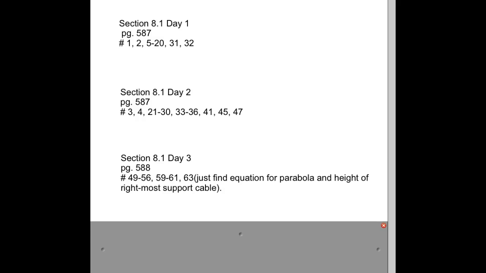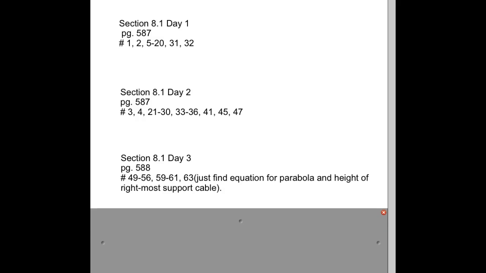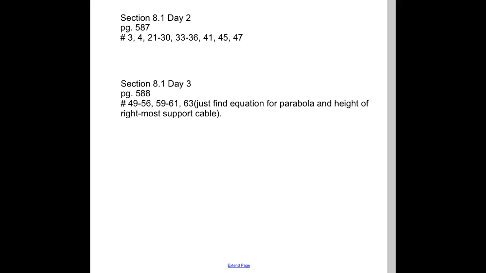Okay, on our third day assignment here, notice that for question 63, I've changed the directions a little bit. I want you to find an equation for the parabola, and then just find the height of the rightmost support cable. It's asking you in the problem to find all of the heights of the support cables. You don't have to do that. We're just going to find one of them.